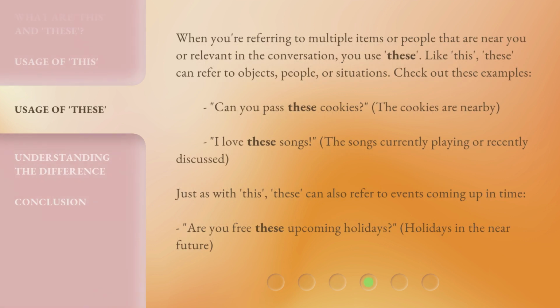When you're referring to multiple items or people that are near you or relevant in the conversation, you use these. Like this, these can refer to objects, people, or situations. Check out these examples. Can you pass these cookies? The cookies are nearby. I love these songs. The songs currently playing or recently discussed.